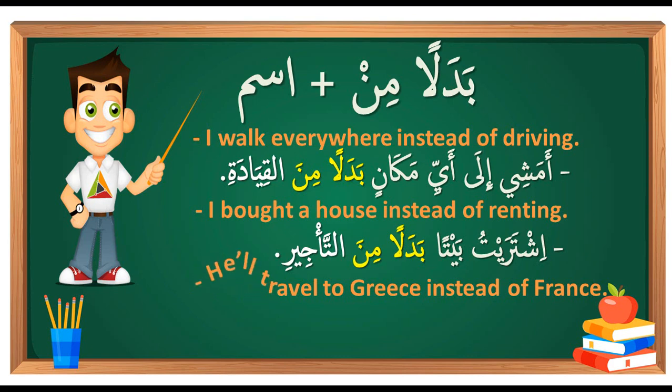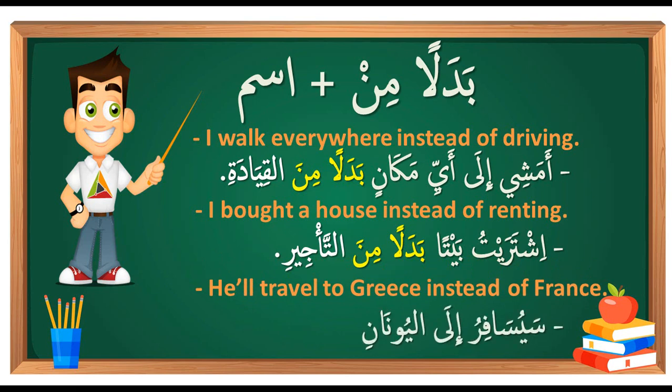Okay. He'll travel to Greece instead of France. So first we put سيسافر إلى اليونان. سيسافر إلى اليونان بدلا من فرنسا. بدلا, instead of, France, فرنسا. سيسافر إلى اليونان, he'll travel to Greece, instead of بدلا من فرنسا.